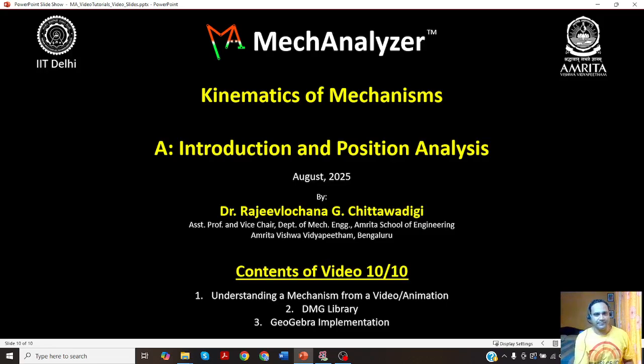So let's deep dive. By the way, this is part A. Similarly, B, C, D, E are also planned. That will comprise velocity analysis, acceleration analysis, cams and gears, and maybe an introduction to Recordine software as well. So that will come in the coming days.